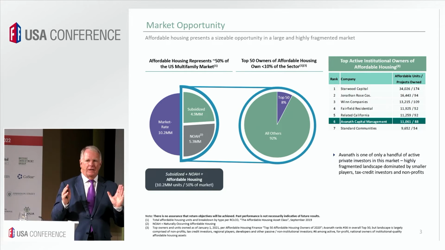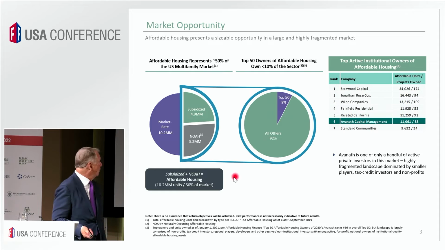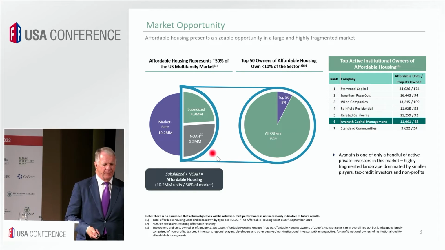But capital A affordable, if you think about this in the U.S., it's about 50% of the market. So if you look at the total market of the U.S., what Cord was talking about is market rate properties, which are about 10 million or so. Subsidized housing, which I just mentioned, is about 5 million.